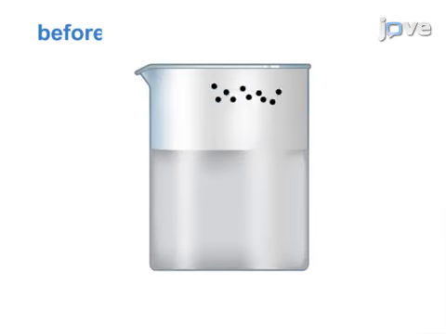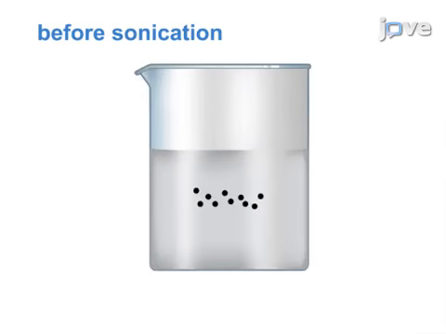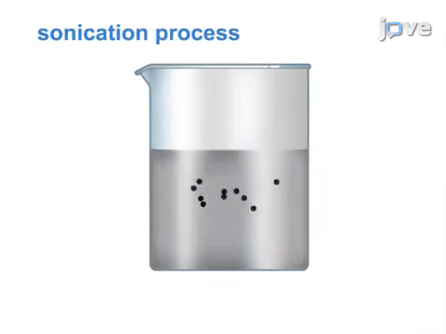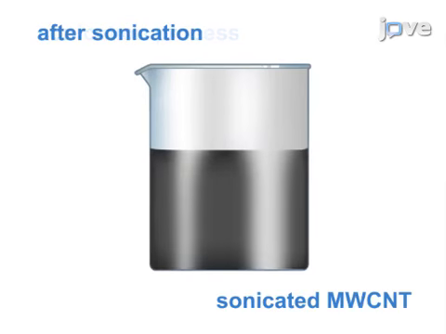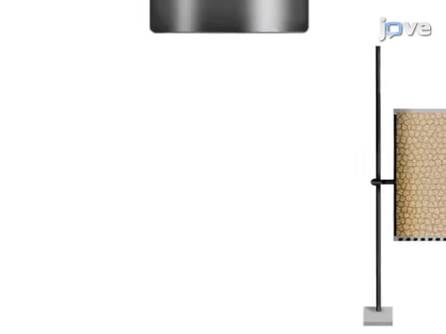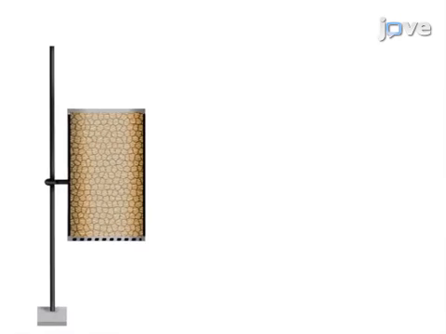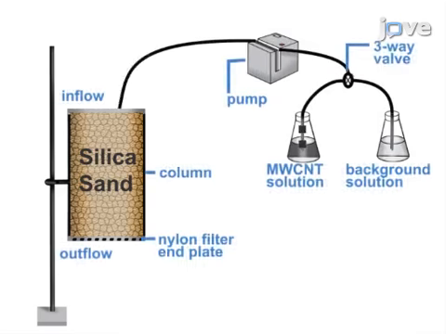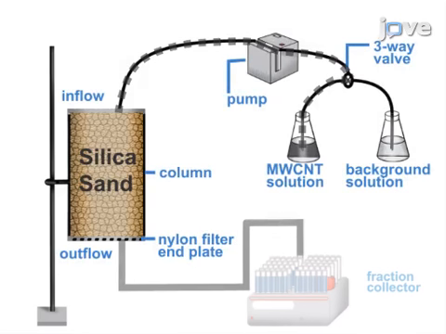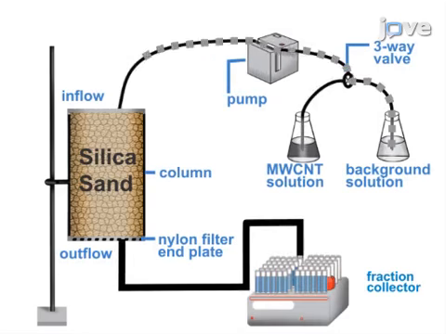As a second step, a stable solution of carbon nanotubes is prepared for flow-through column experiments. Next, column experiments are performed using acid-washed silica sand and functionalized carbon nanotubes. After the sand is carefully packed into the column, the stable solution of nanotubes is injected, followed by injection of the background solution, and then deionized water.